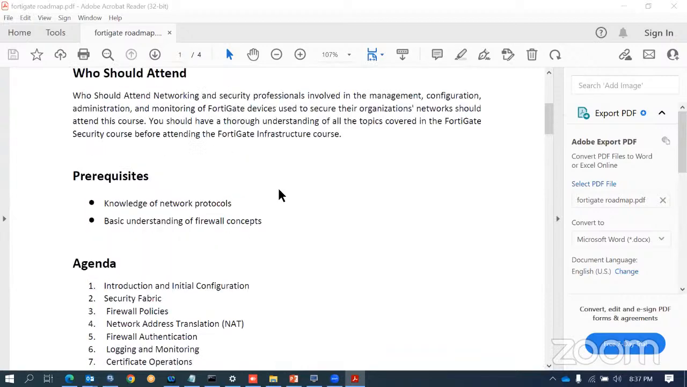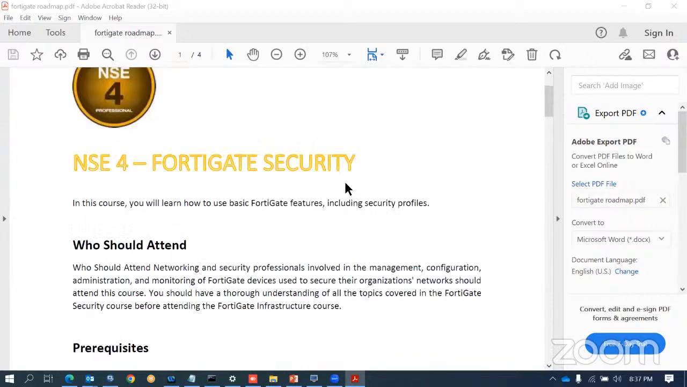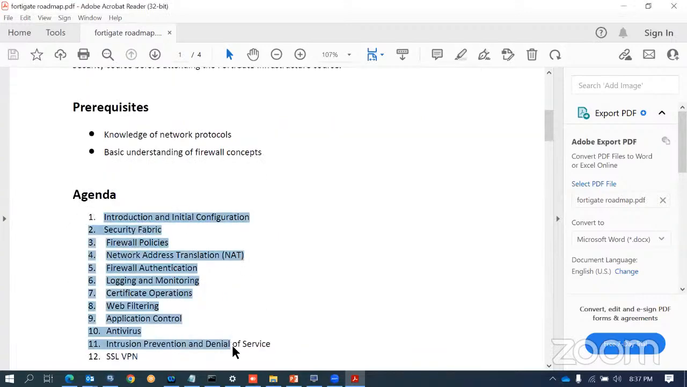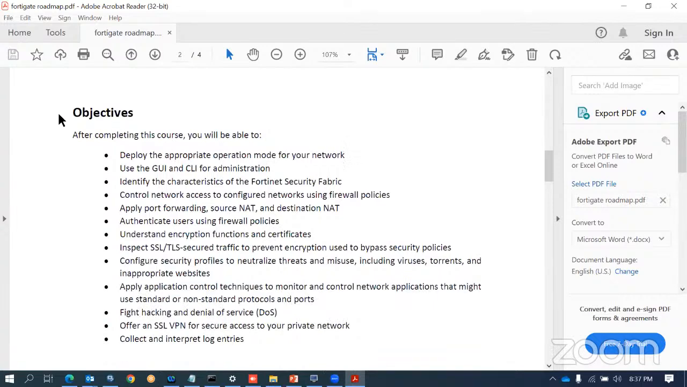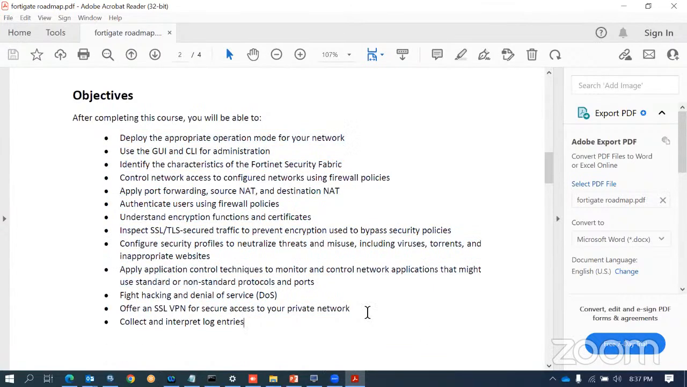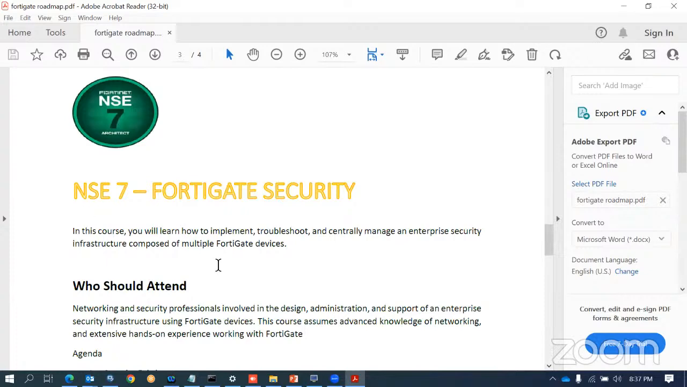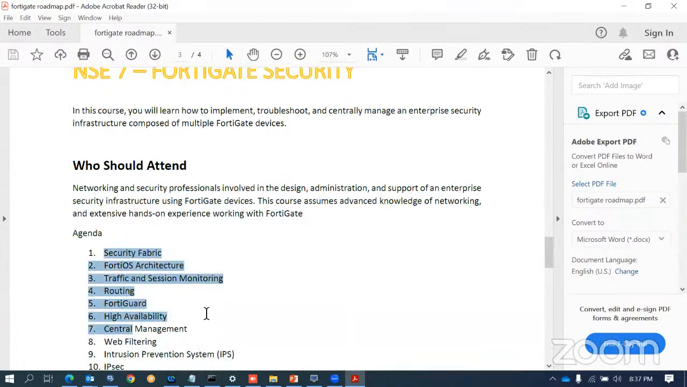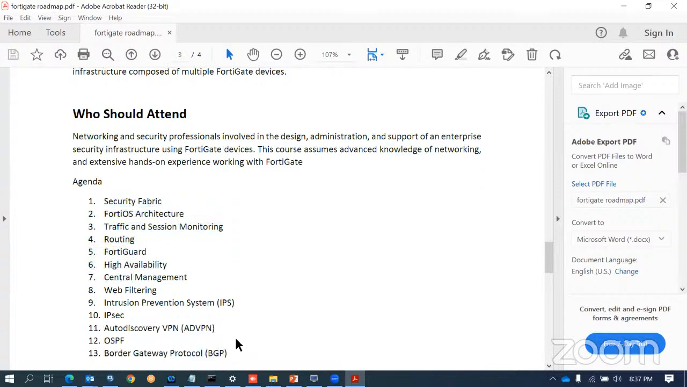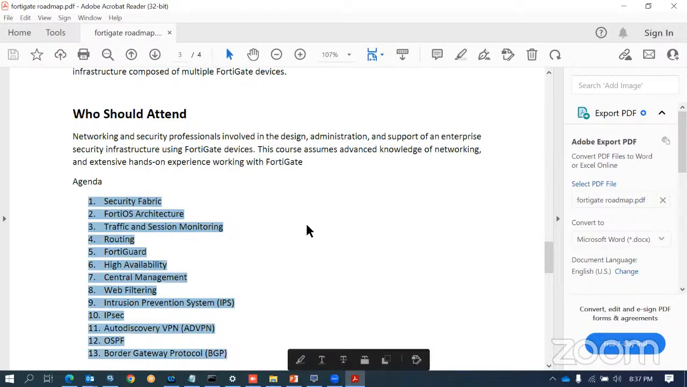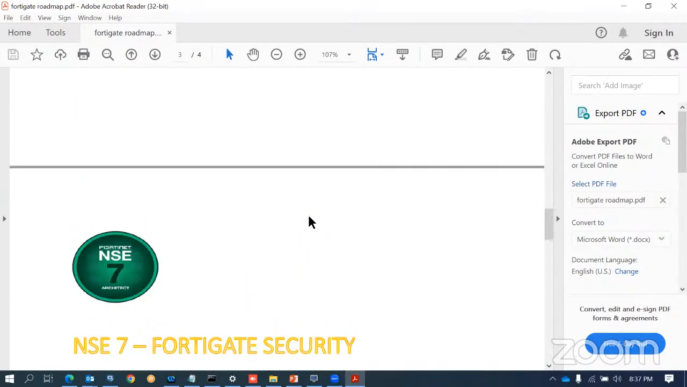Yeah, now it's visible. So this is what I was discussing earlier. This is the NSE 4 security part. That is the agenda for NSE 4. Apart from that, these are the objectives. Like I said, we'll be focusing on how to deploy it, how to get things up, and how to maintain it. And then comes the NSE 7 security, FortiGate security part. You see that the contents of NSE 4 and 7 are pretty much the same. But then what's the difference? NSE 4 will be helping you in troubleshooting and working on FortiGate as a network administrator. However, NSE 7 will get you to the next level and get you that SME expertise tag when it comes to FortiGate.